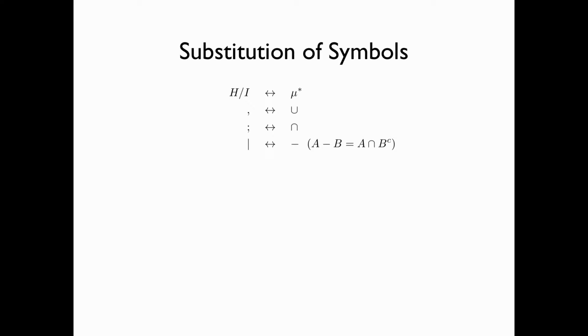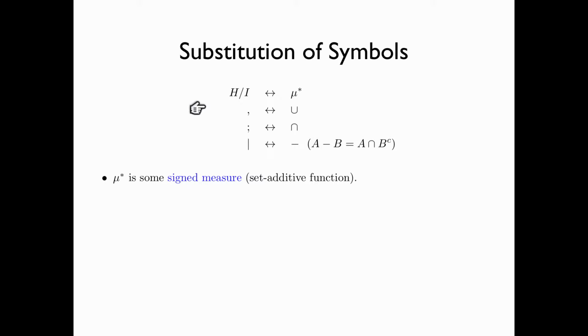Here, we introduce a formal substitution of symbols. On the left-hand side is a set of symbols in information theory. On the right-hand side are the corresponding symbols in set theory. Specifically, H or I, that represents entropy or mutual information in information theory, corresponds to mu star in set theory, where mu star is some signed measure or set additive function.